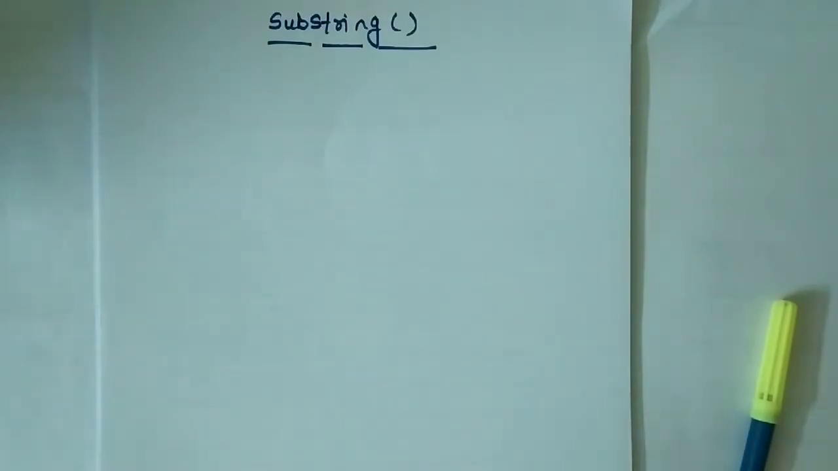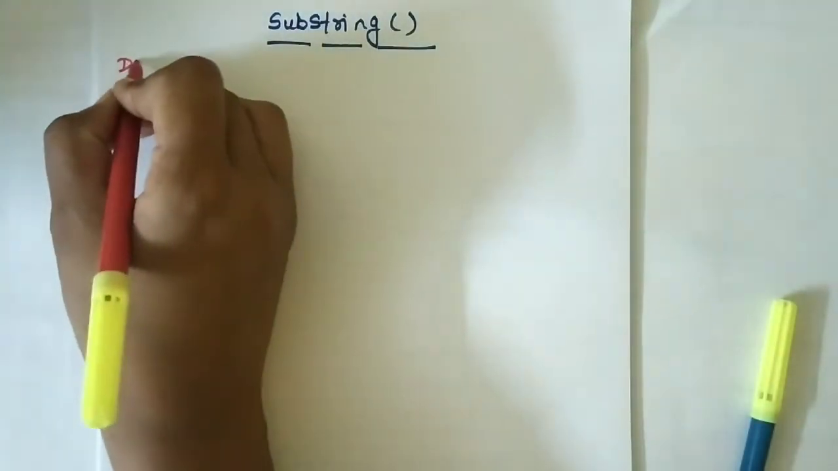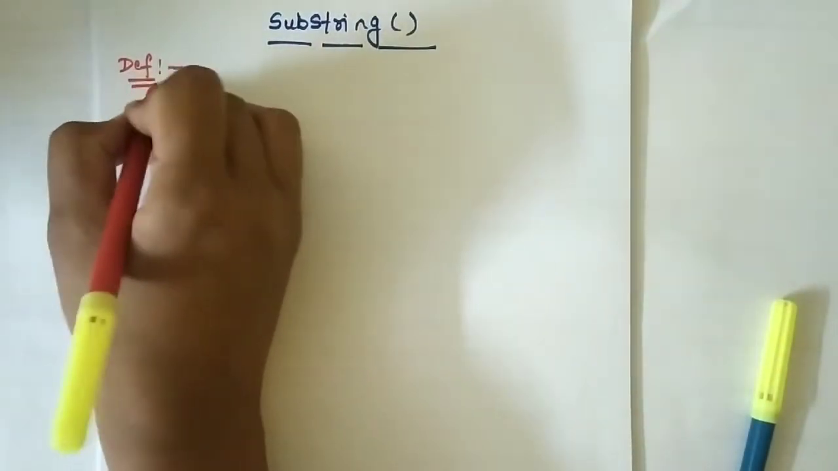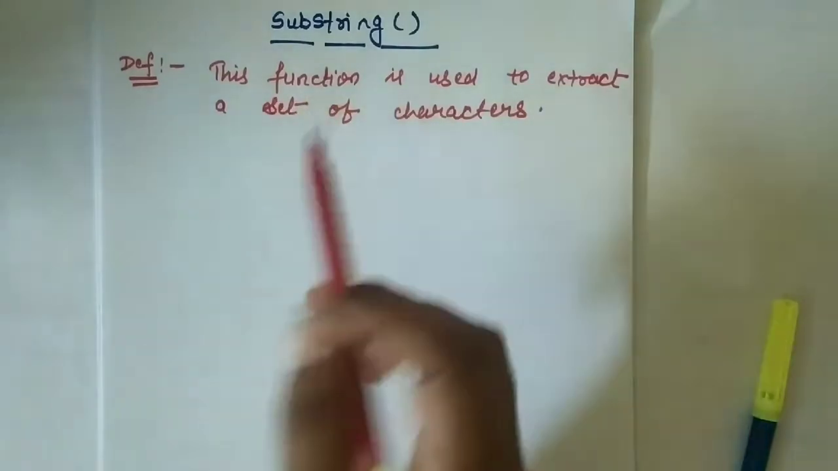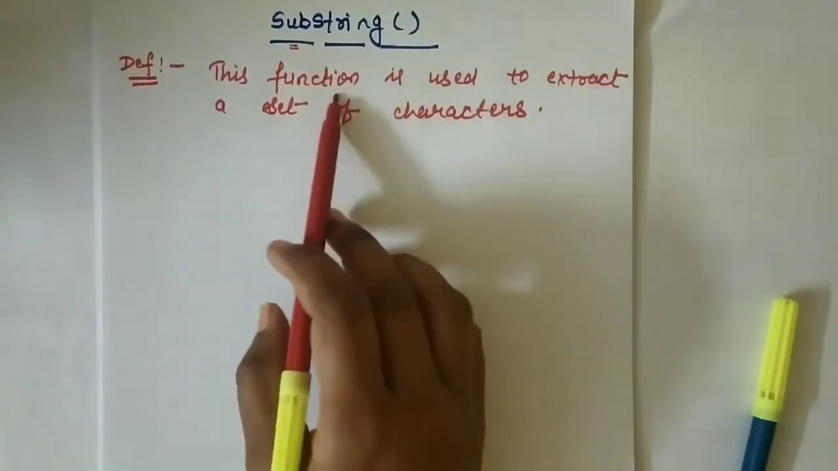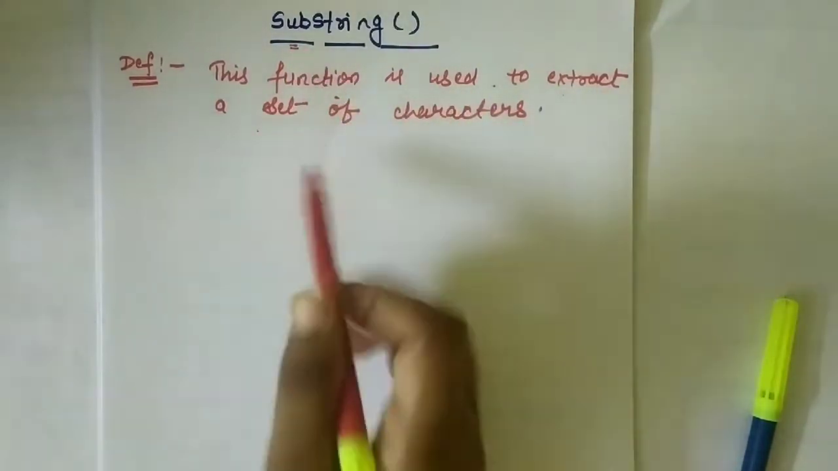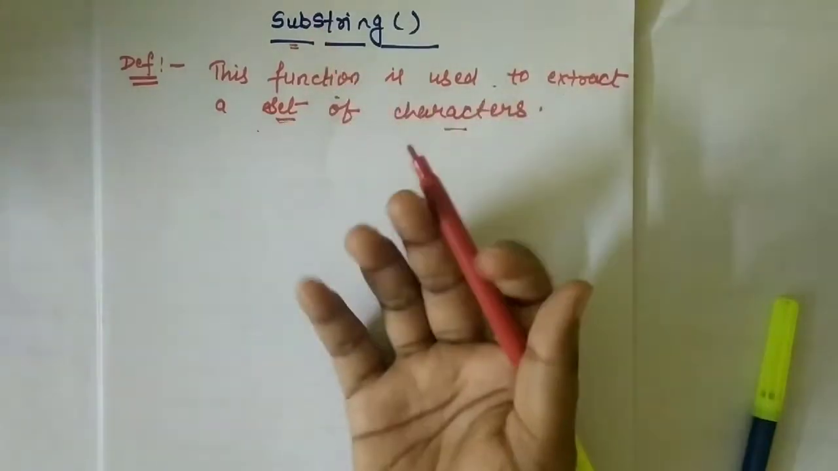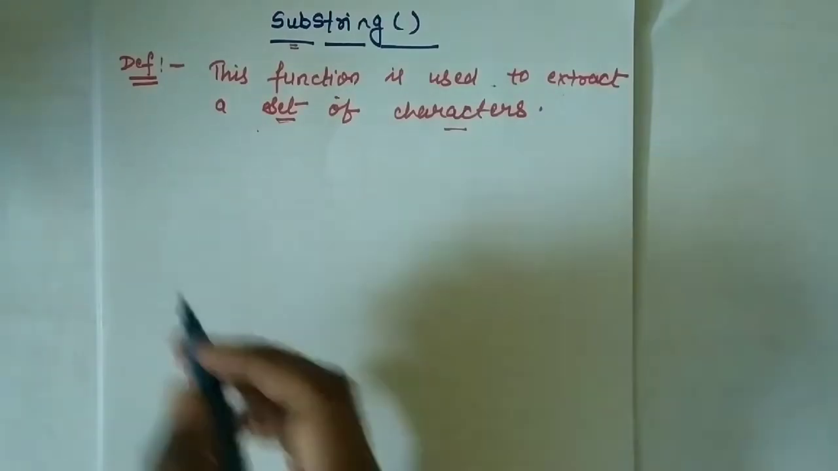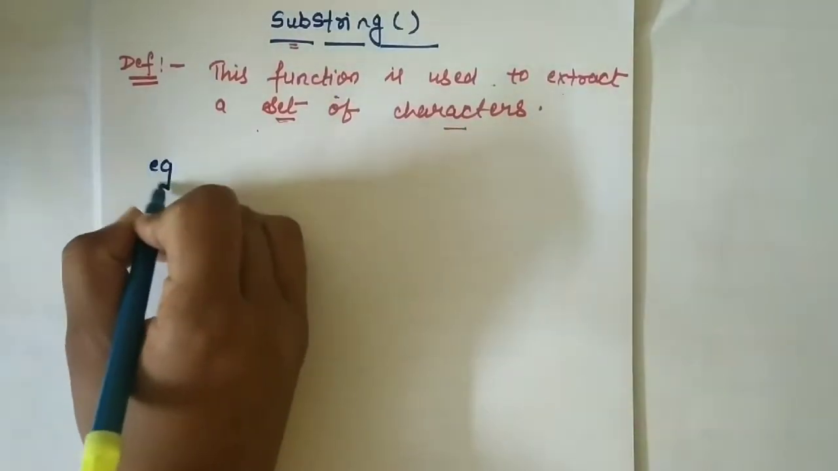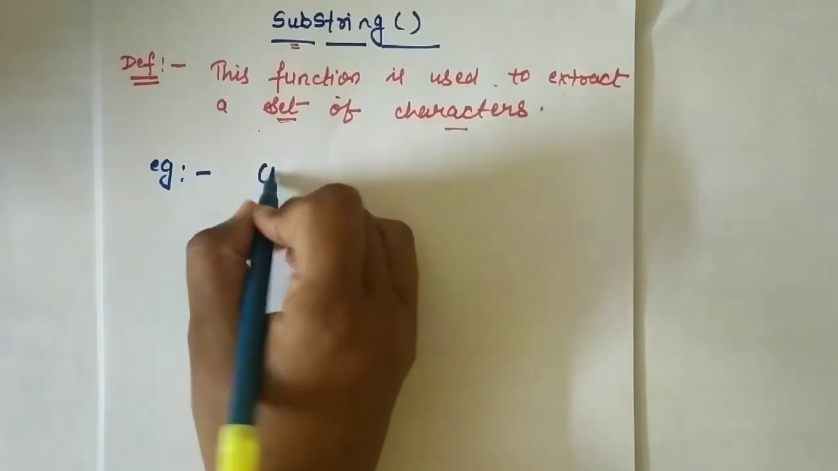So what is the definition of this function? This is the definition of the substring function. So the substring function is used to extract a set of characters. That means it extracts characters present in a string. So let's see with an example. Suppose here we take an example like computer.